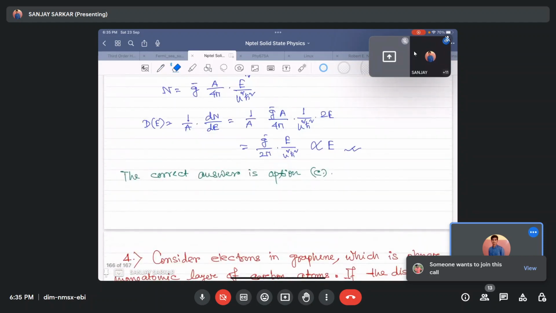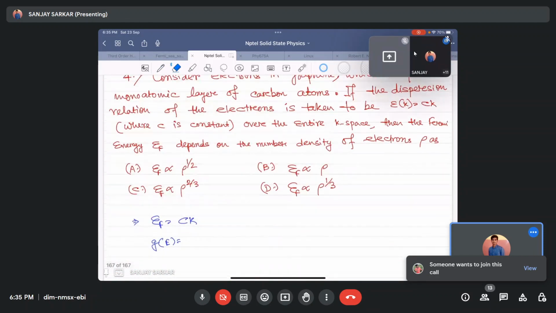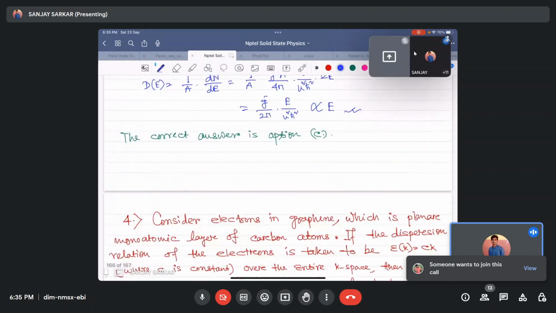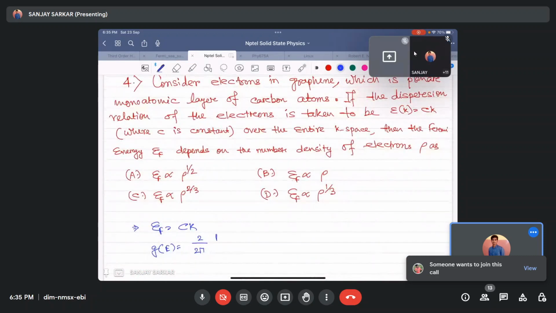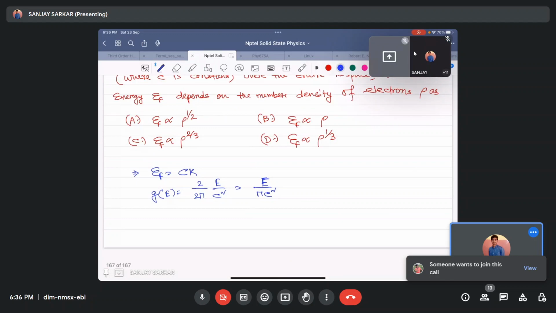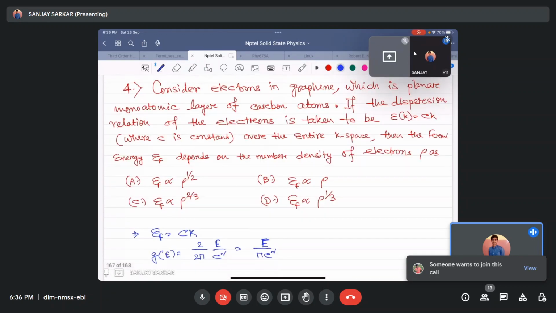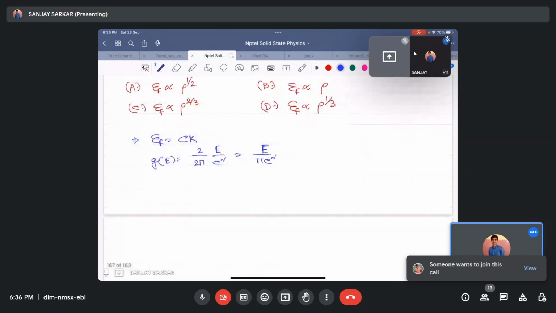So the density of states G(E) is 2 by 2 pi. The degeneracy g is 2 actually. So 2 by 2 pi into E by c square. That is 1 by pi c square into E, or E by pi c square. So this is the density of states. Now you have to calculate how the Fermi energy depends on the number density.